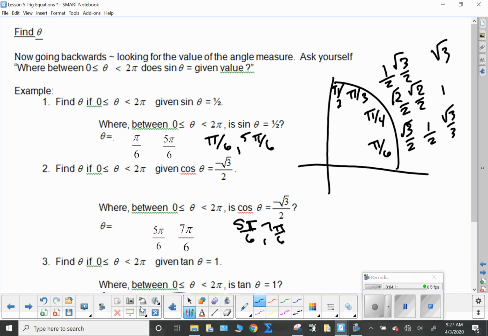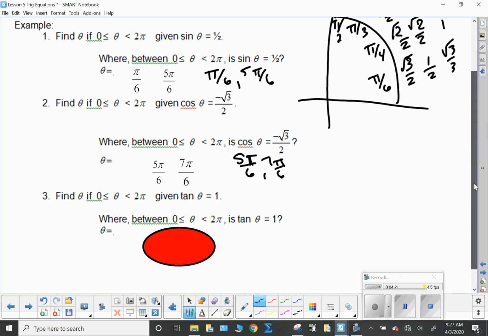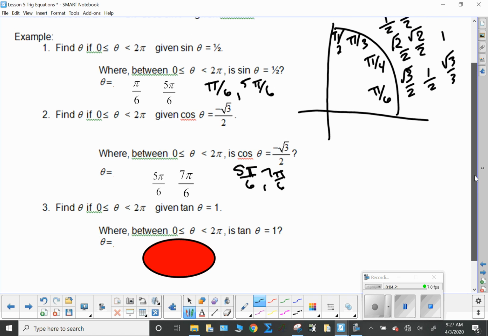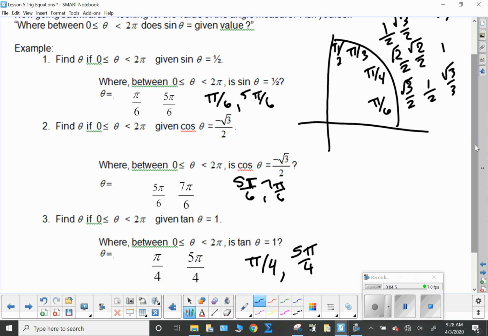Now, moving on for number 3. 0 is less than or equal to theta is less than 2 pi. Tangent is 1. Well, tangent is 1 for pi over 4. Tangent is negative in quadrant 2. In quadrant 3, it's positive again. So this one will be pi over 4 and then 5 pi over 4. These are really just doing the inverse trig.